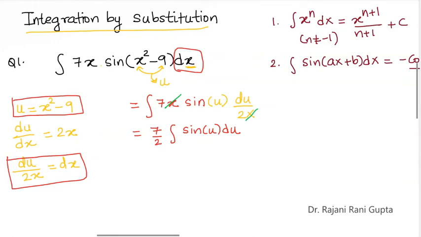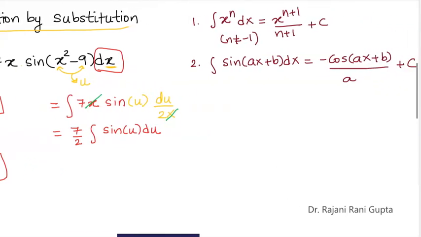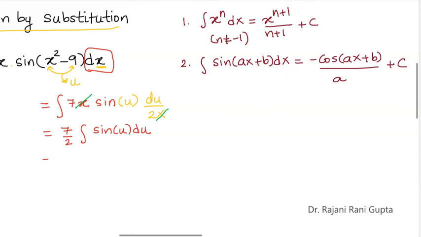Here we should see that the function was in terms of x, and now we converted it into a function of u. Now for this we can use this formula. So this gives you 7 over 2, and in place of x we have u. The integration of sine gives you minus cosine. The term was ax plus b, so here it is u, divided by the coefficient of u, which is 1. So this is the integral.